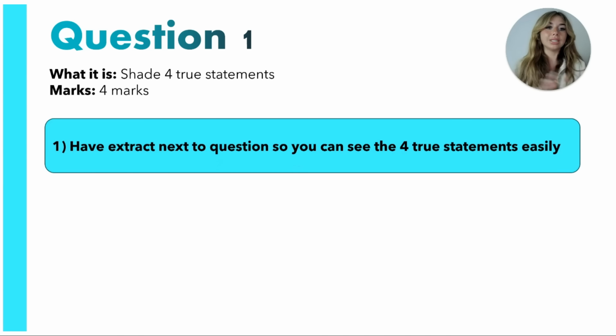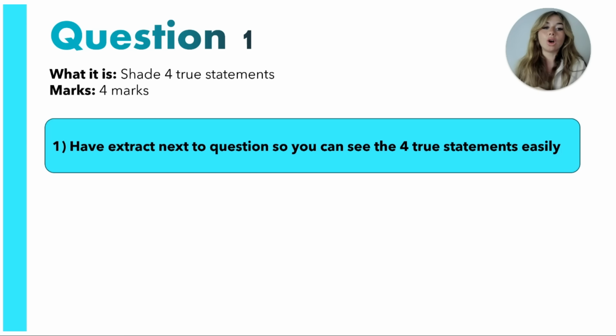And then just make sure, as a little top tip, to have the extract next to you and next to the question so you can see the 4 true statements really easily. So literally have the extract and the questions side by side, and just skim the bit of the extract that they want you to read through and then compare it with the 4 true statements and then shade them in. Literally as simple as that.